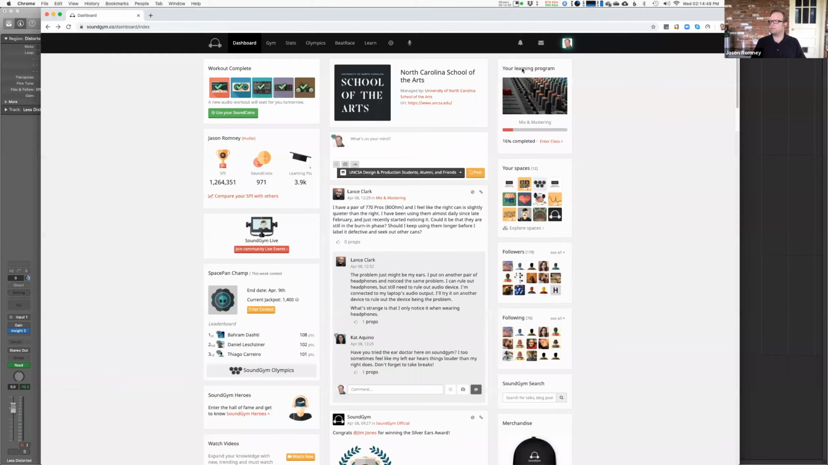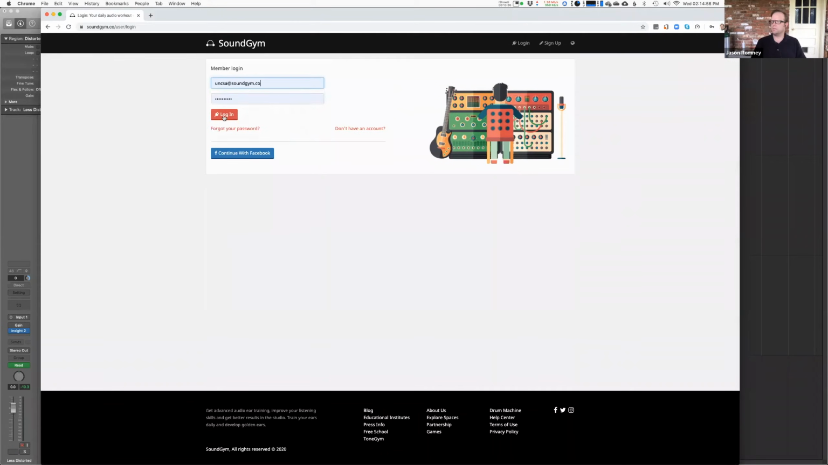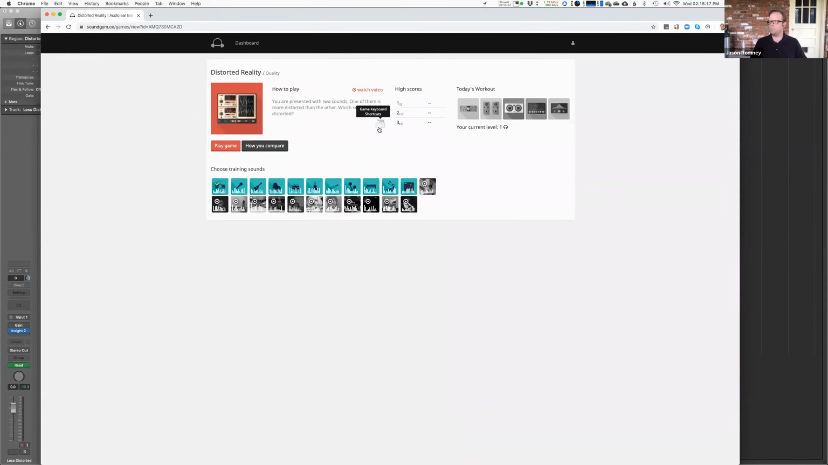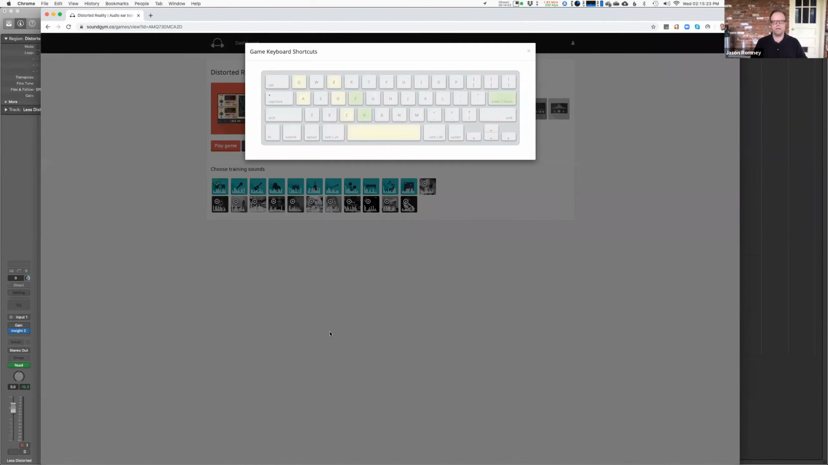So let me log into my other account so we can do level 1. All right, so as we play it, let's review the keyboard shortcuts first. You could do this one almost completely without your mouse. So Q and E allow you to toggle between which sample you're listening to, and then A and D allow you to select which one you think is more distorted. And then F still turns on and off the sound effects, V still turns on and off the volume, and Enter still starts and ends the game.